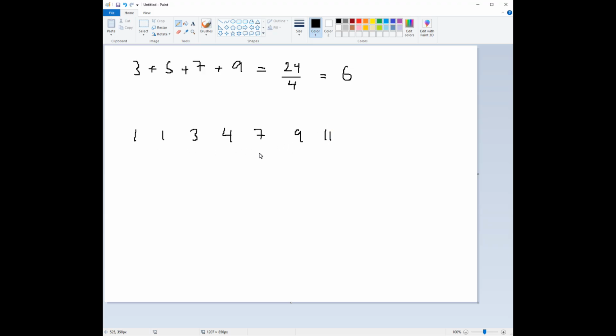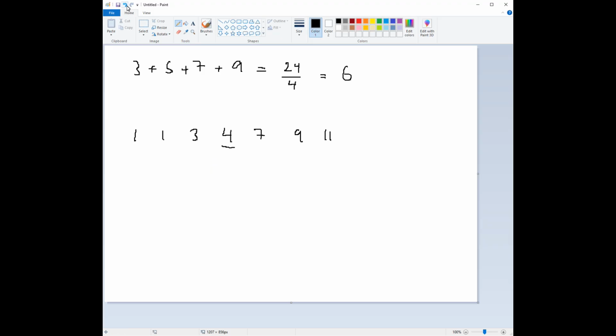Okay, so I have 7 numbers, so I can count from left to right. The 4th number is the middle number. 1, 2, 3, 4. So that's kind of fun. So this is the middle number. So 4 is the median number. But this only works if you have an uneven number, or an odd number, I should say.